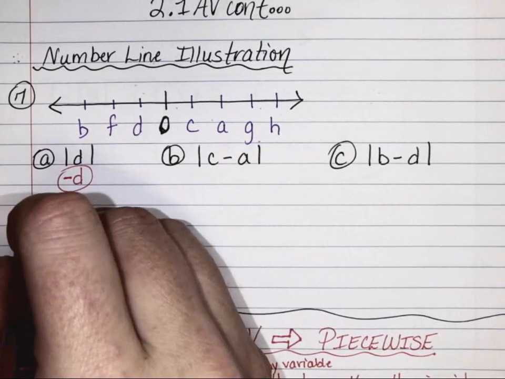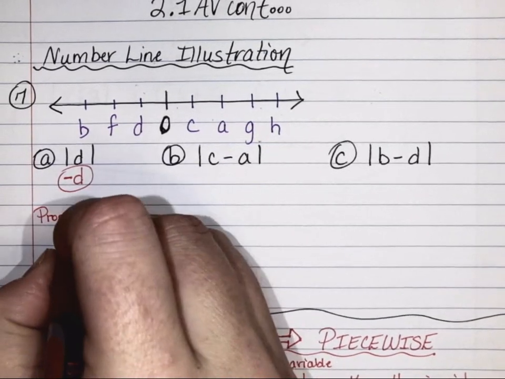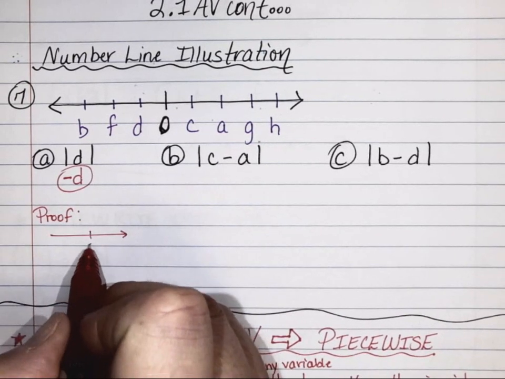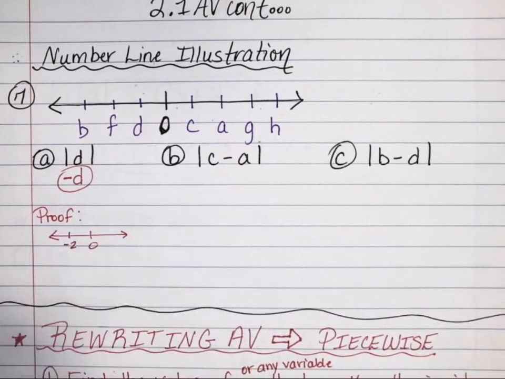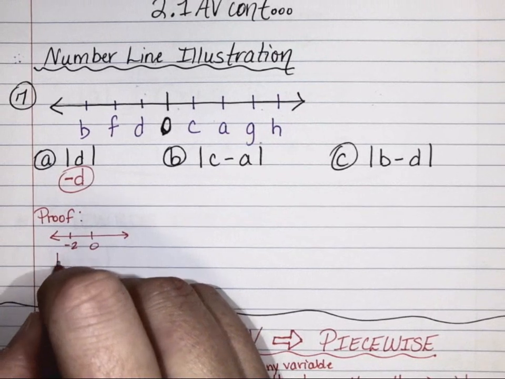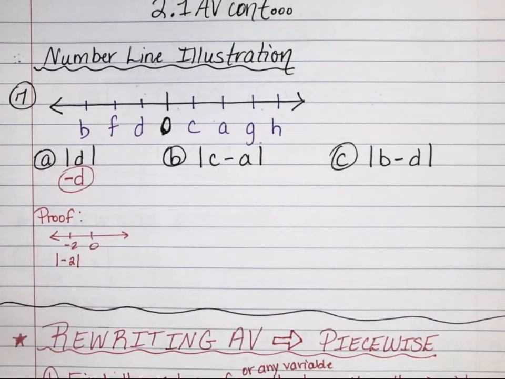And I'll show you a reason behind that. Here's a proof for you. Okay, if we have 0 and then let's say negative 2. And I said, okay, let's do the absolute value of negative 2.